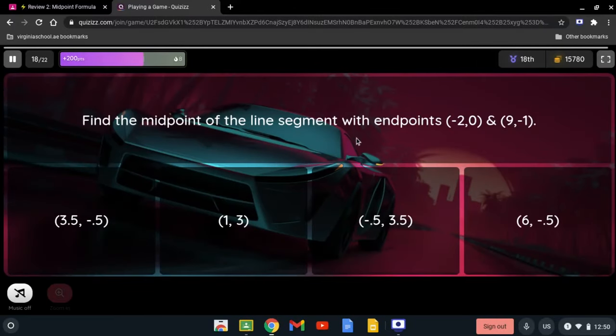Find the midpoint of the line segment with the endpoints. So we have (-2, 0) and (9, -1). So by using the midpoint formula, we're going to replace x1 with negative 2. So negative 2 plus x2, which is 9. Negative 2 plus 9 is 7. And then 7 divided by 2 is 3.5. We don't have to complete the equation because it's already here, 3.5.